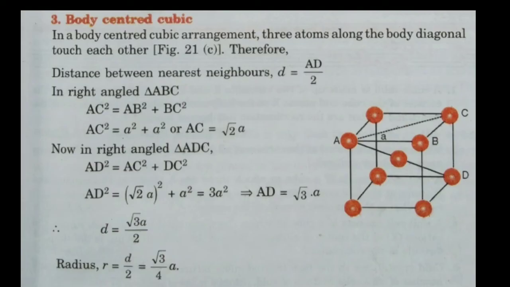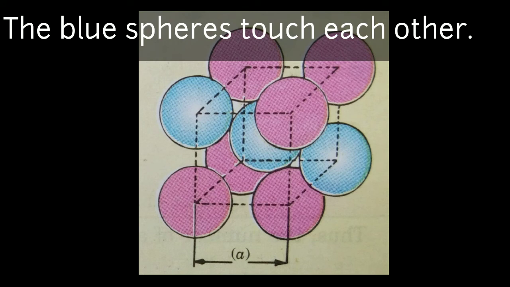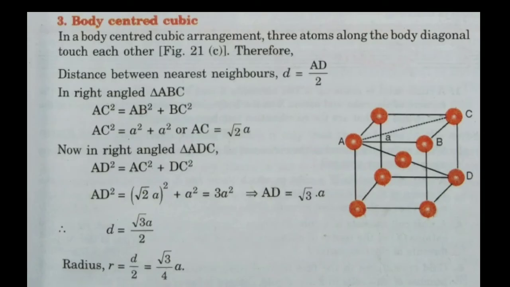The third one, body-centered cubic. In a body-centered cubic arrangement, three atoms along the body diagonal touch each other, as you can see in the figure. Therefore, the distance between nearest neighbors, d, will be equal to AD by 2. Now in right angle triangle ABC, by Pythagoras theorem, we have AC square equals AB square plus BC square, where AB is equal to BC equals a. So AC square equals a square plus a square, or AC equals root 2a.